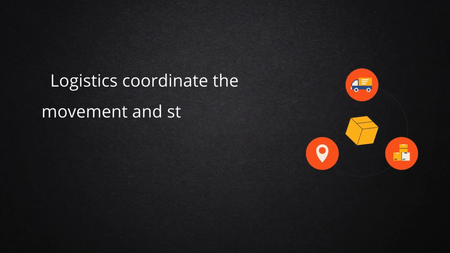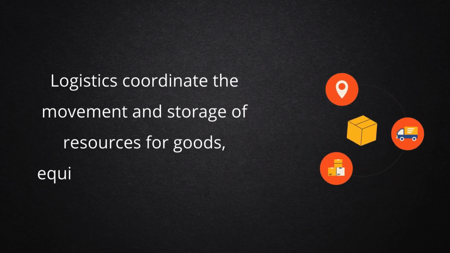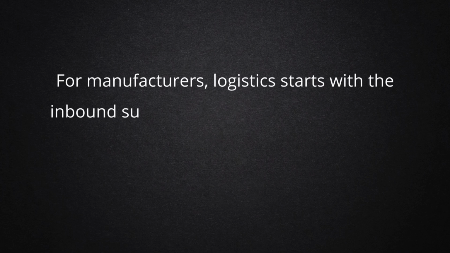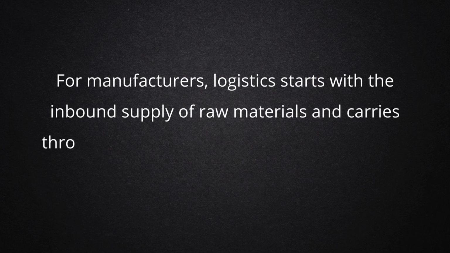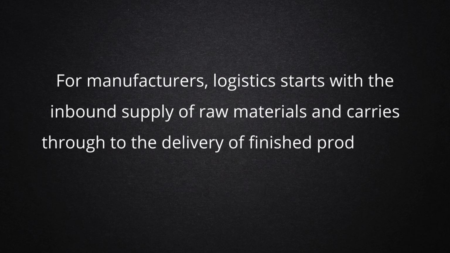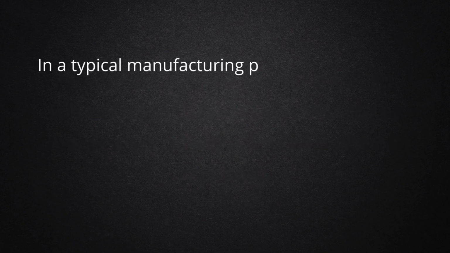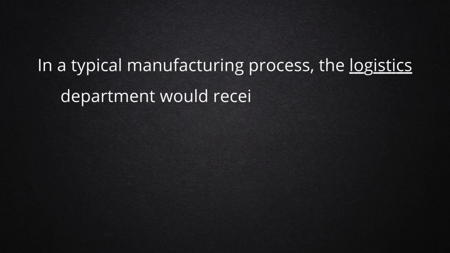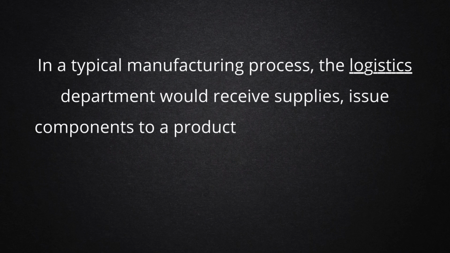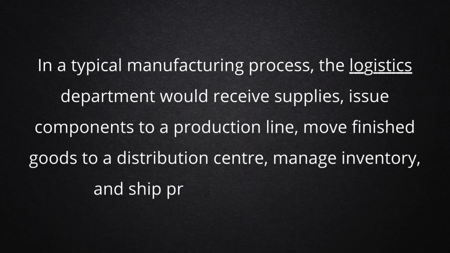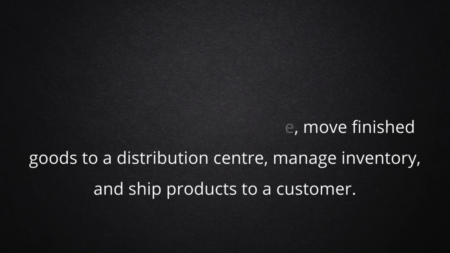Logistics coordinates the movement and storage of resources for goods, equipment, and inventory. For manufacturers, logistics starts with the inbound supply of raw materials and carries through to the delivery of finished products to customers. In a typical manufacturing process, the logistics department would receive supplies, issue components to a production line, move finished goods to a distribution center, manage inventory, and ship products to a customer.